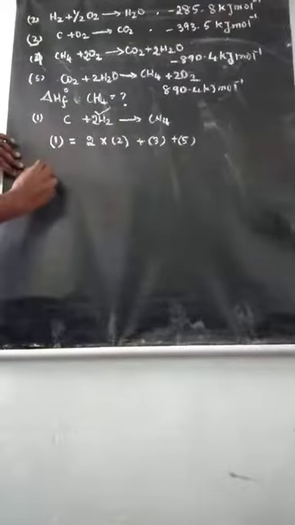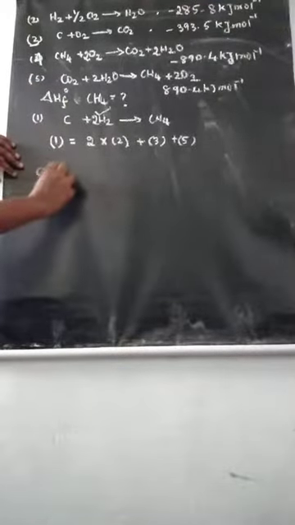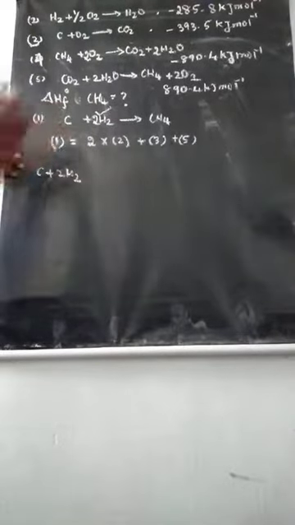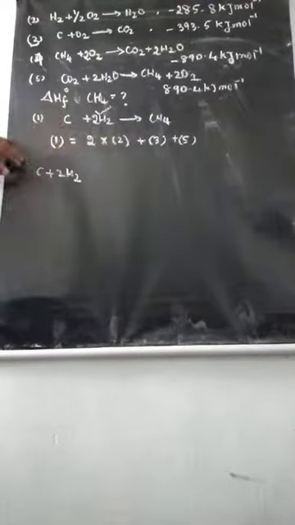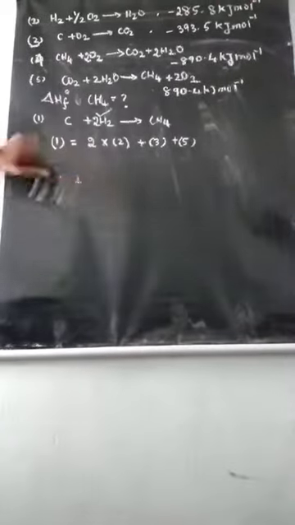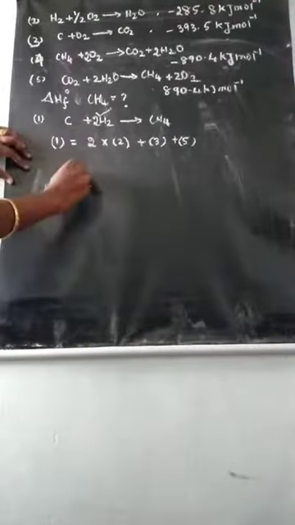Reversible equation. From this, you take any one value; we take one positive. So equation 2 into 2, plus 3, plus 5. Can you tell the equation? First, equation 1 is C plus 2H2 gives methane. You will get this answer. So we can write this relation. Tell the answer. First, equation 2 into 2.